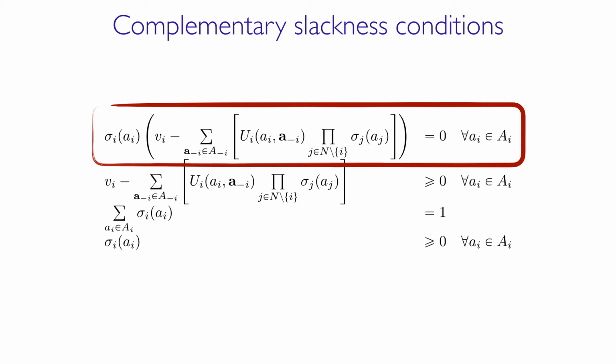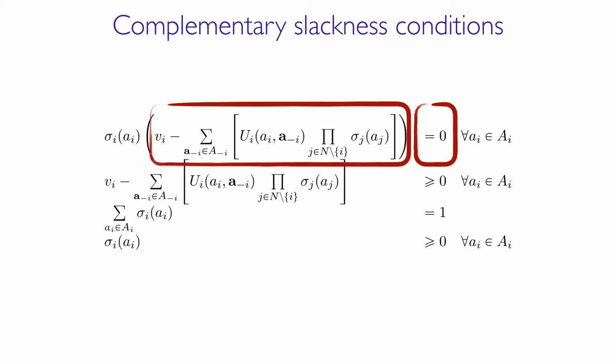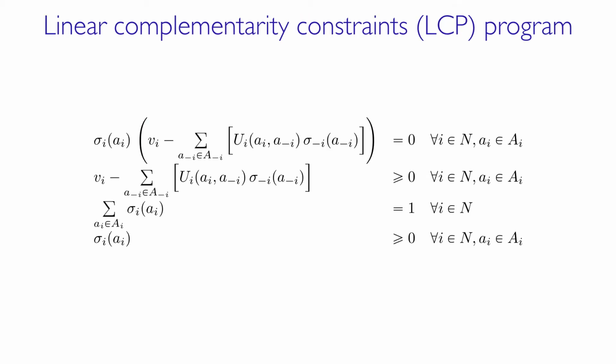This constraint forces either the strategy on action a_i to be 0 or the value given action a_i to be equal to v_i. That is equivalent to saying that action a_i is the best response for player i. If we put together the complementary slackness conditions of all the players, we obtain a feasibility problem without any minimization or maximization. In the specific case of two players, we have this linear complementarity problem.